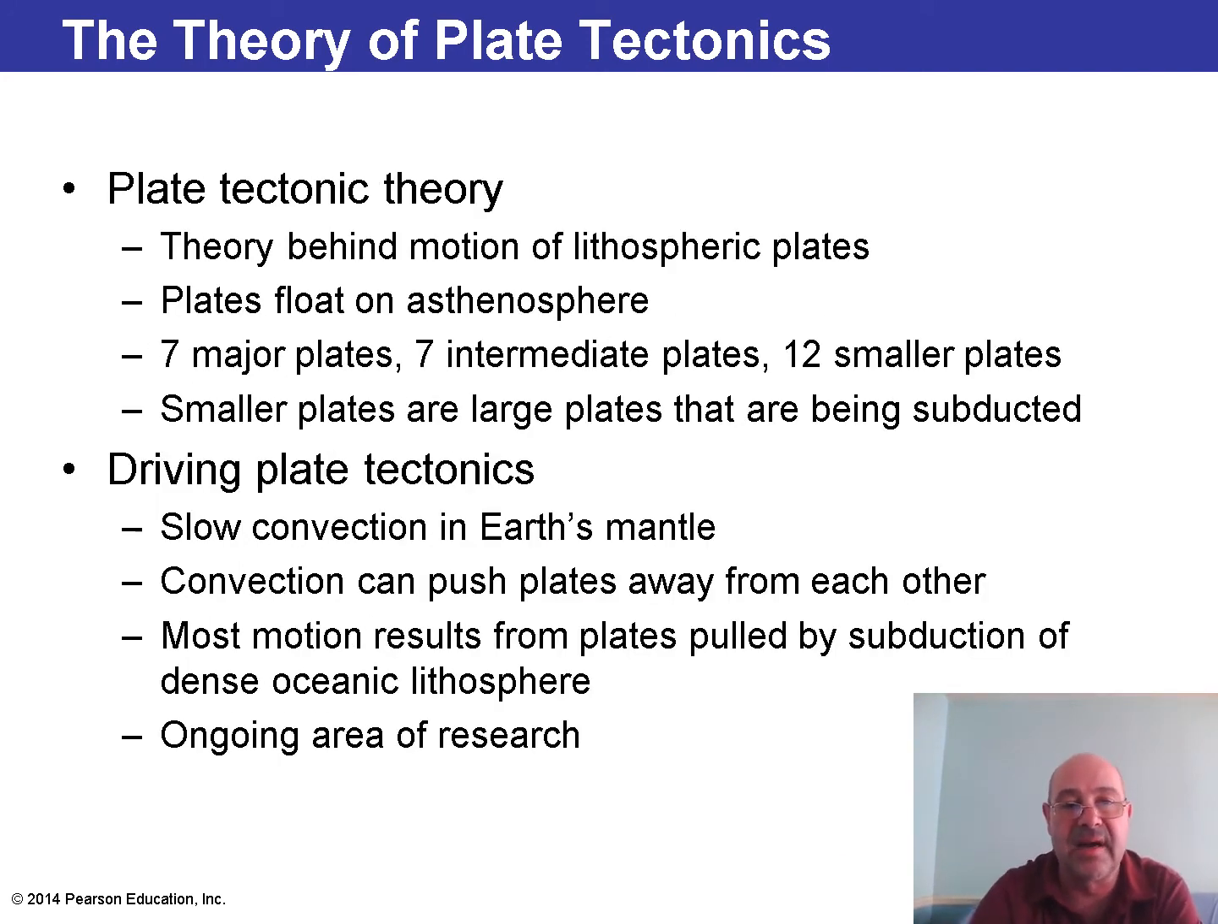All right, plate tectonic theory. Theory behind motion of lithospheric plates. The plates float on the asthenosphere, again with the Moho discontinuity in between, okay? Seven major plates, seven intermediate plates, and twelve smaller plates. Now, back when I was in school, way back when, there were only seven major plates. That's all they knew about. So we have learned a lot about plate tectonics since then. Smaller plates are large plates that are being subducted.